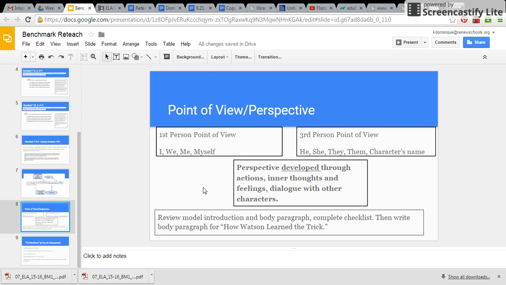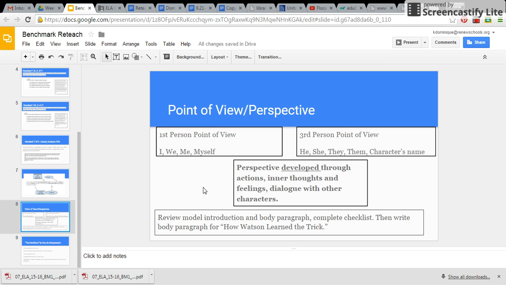The first one is kind of tricky, Drawing Goodbye, because it kind of starts off sounding like Julius is talking, but he's really not. It's someone else telling the story. And then the second story, How Watson Learned the Trick, is all dialogue. The entire story is a conversation between Watson and Holmes.